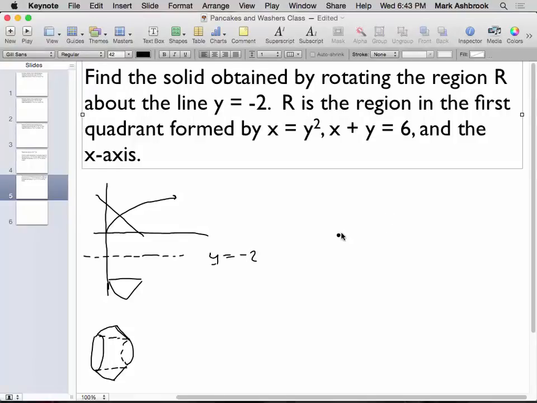So what if we did horizontal strips? What would happen? So if we did a typical horizontal strip like this, and we rotate that around y equals negative 2, that'll come like this. And we'll get shells, but there'll be the other orientation.